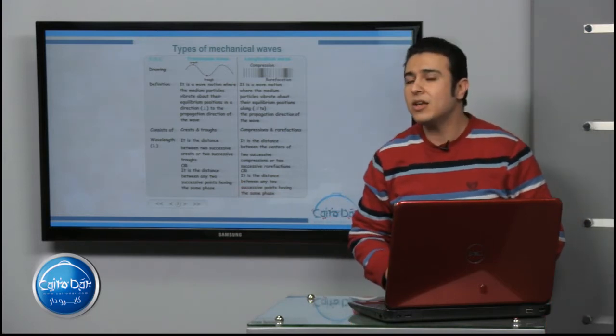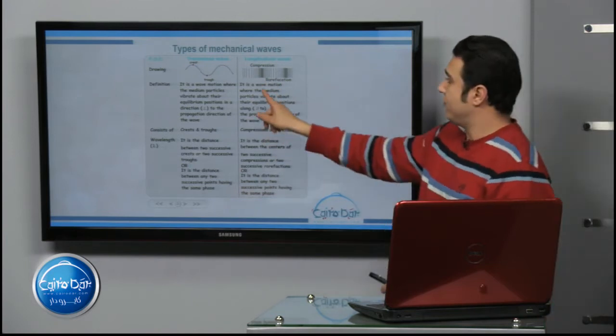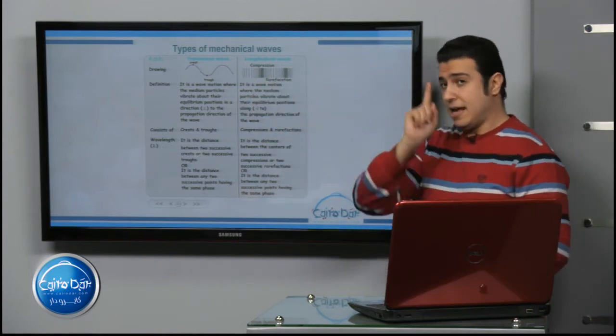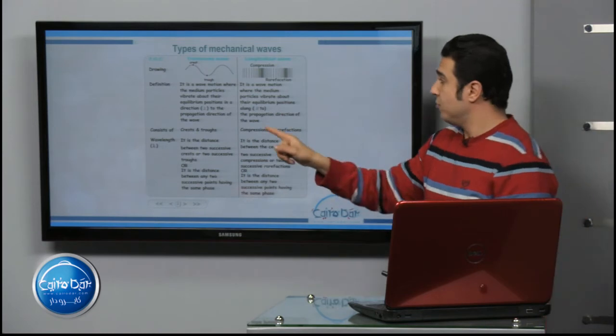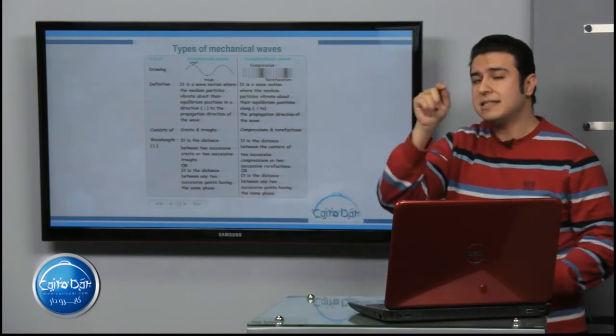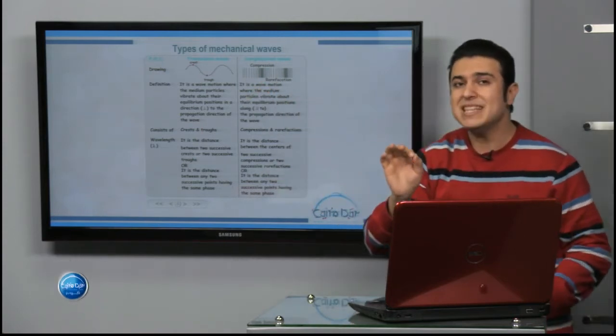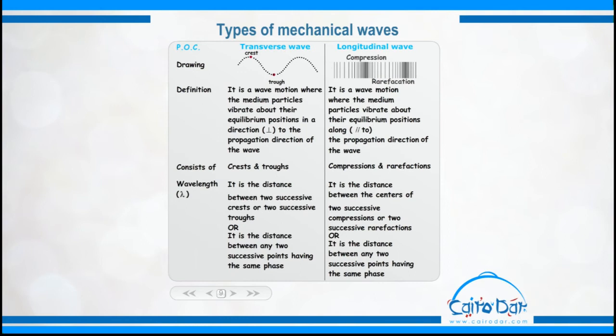What about the wavelength of the longitudinal wave? Here we have rarefaction, compression, and as I told before, rarefaction, compression, and so on. So it is the distance between the centers of two successive rarefactions or the centers of two successive compressions. It is called the wavelength of a longitudinal wave.